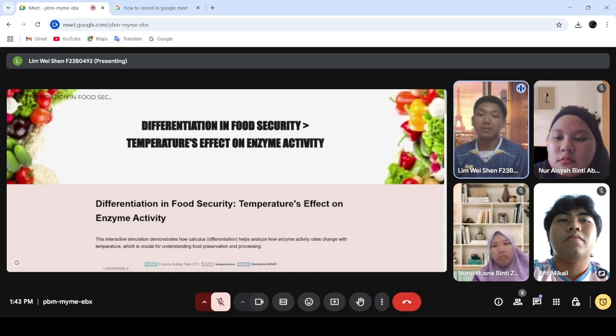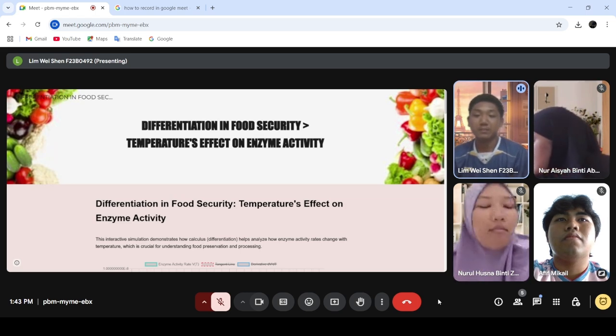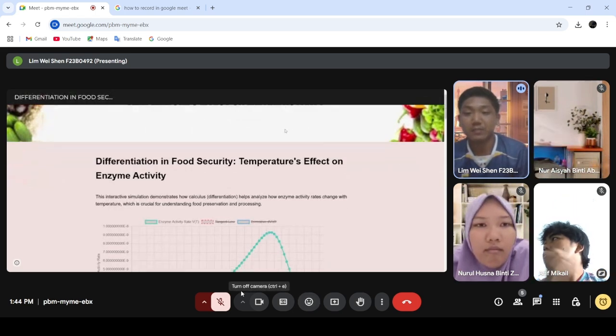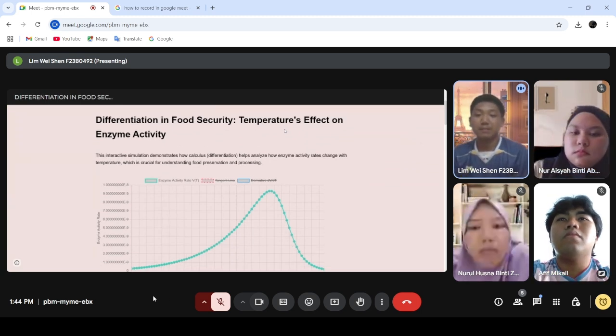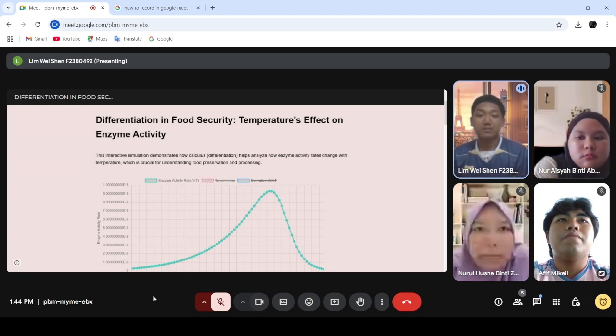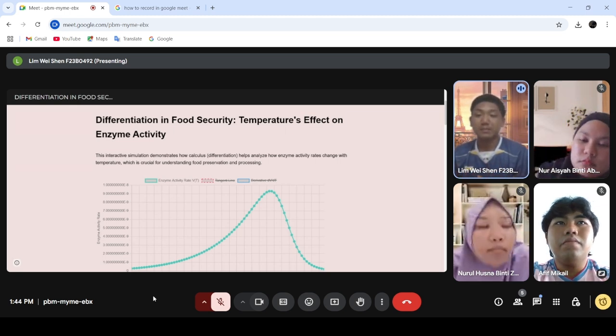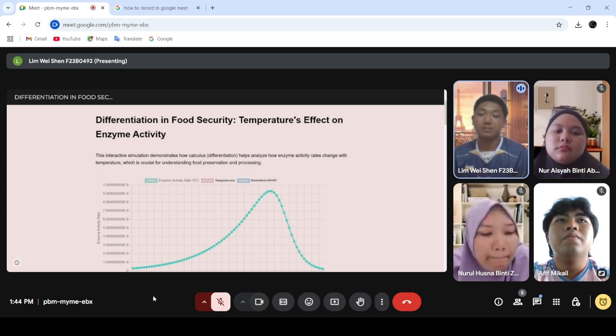Today I will be talking about the effect of temperature on enzyme activity. As we know, enzymes are biological catalysts that speed up chemical reactions in our bodies. They work best under specific conditions, and temperature is one of the most important factors. How does temperature affect enzyme activity?